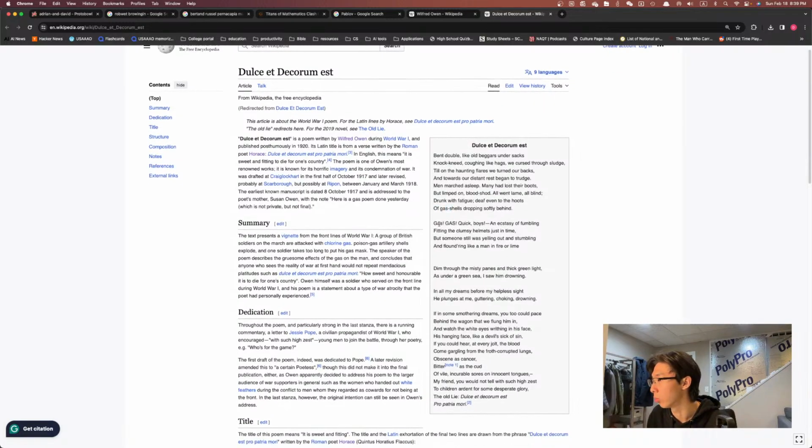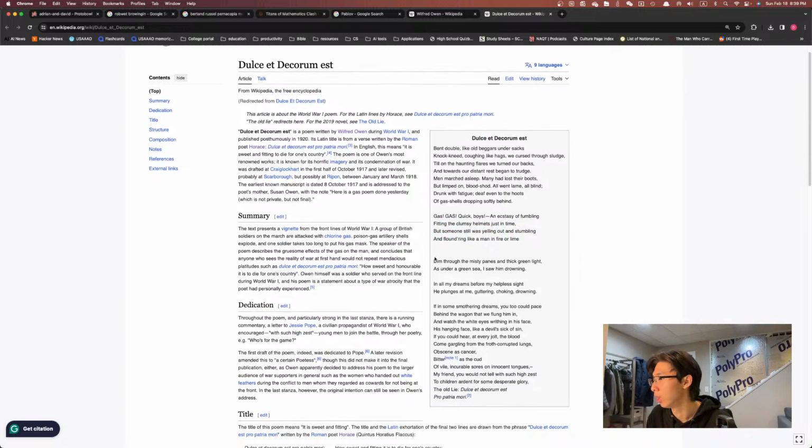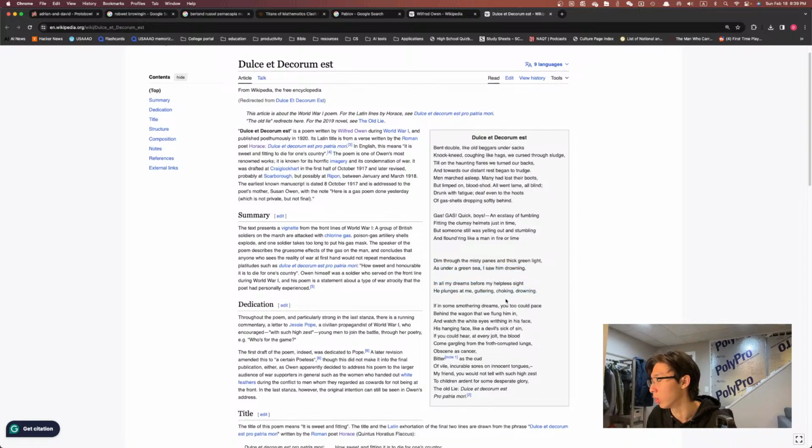Gas! Gas! Quick, boys! An ecstasy of fumbling, fitting the clumsy helmets just in time, but someone was still yelling out and stumbling, and floundering like a man in fire or lime. Dim through the misty panes and thick green light, as under a green sea, I saw him drowning. In all my dreams, before my helpless sight, he plunges at me, guttering, choking, drowning.